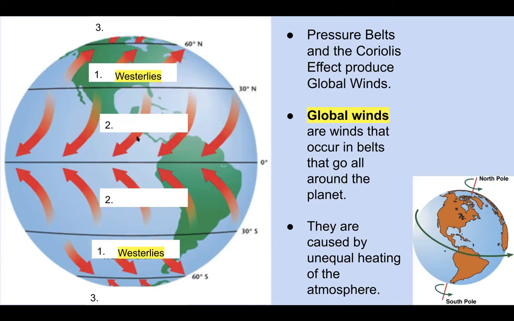So let's take a look at number 2 in our diagrams. What do we call the winds that are between the equator and 30 degrees latitude?